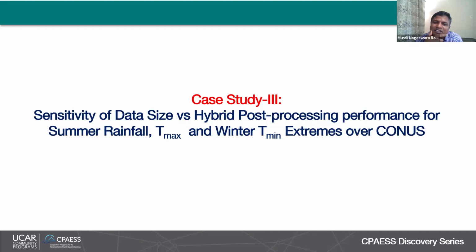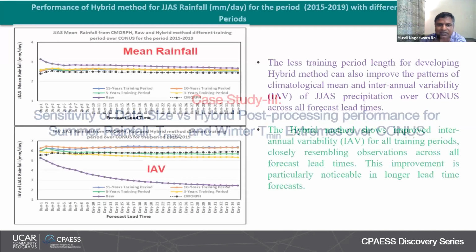In all cases, I have used the developed models to predict 2015 to 2019 for the three cases: rainfall, maximum temperature, and minimum temperature. I am looking at how the training period size impacts the hybrid post-processing method. I have also looked at the training period length for the other methods, like Quantile-Mapping and the ANN deep learning method, and compared the results. Some of the results I have here.